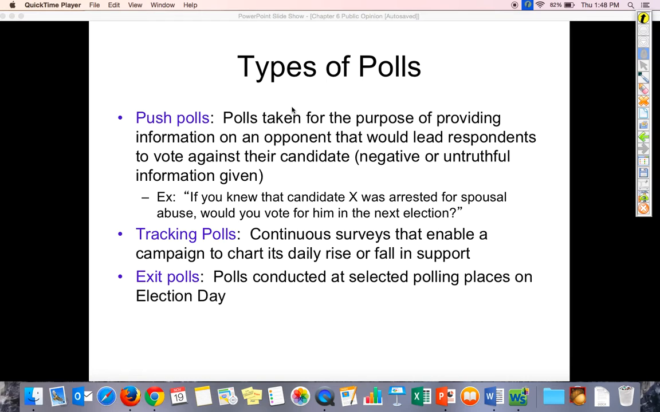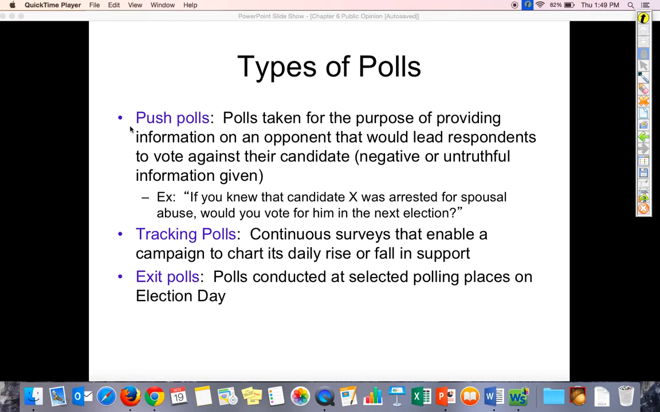This is a very basic list, but we look at push polls, tracking polls, and exit polls. Push polls are types of polls that try to influence a voter to vote one way or another, usually negatively against a candidate. So the term says polls taken for the purpose of providing information on an opponent that would lead respondents to vote against their candidate.